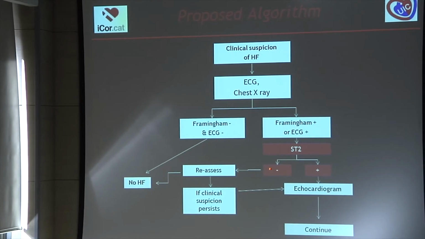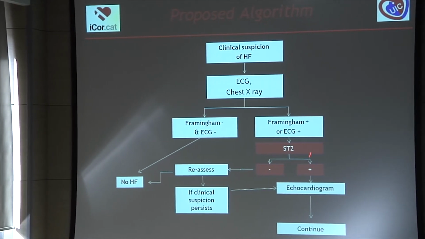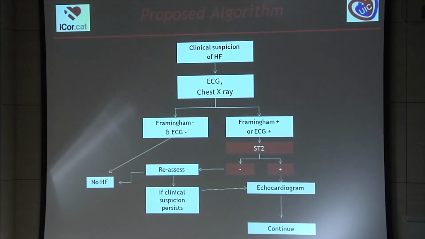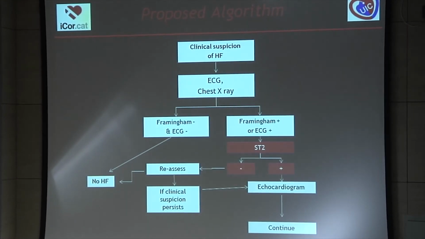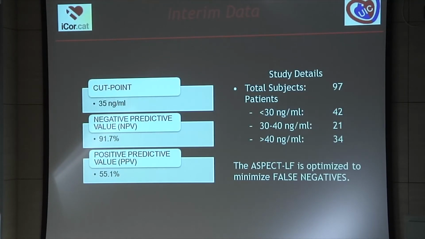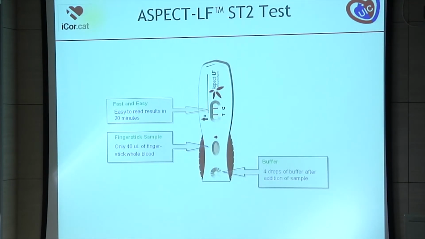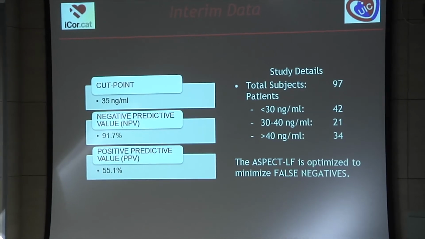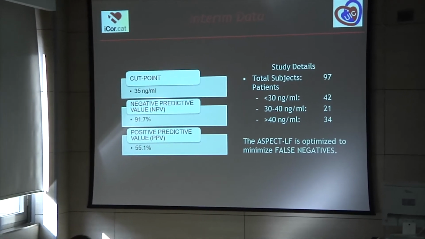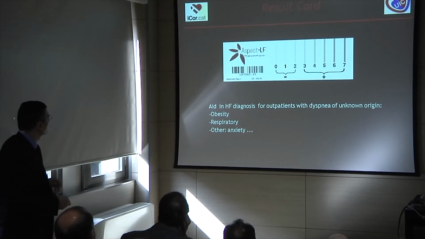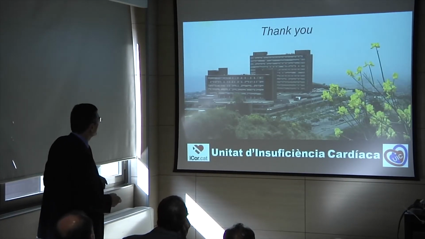If it is negative, reassess, but probably you don't have heart failure. If it's positive, go for an echo and so on. This is just hypothesis generated. This is an algorithm to try to find a place for ST2 that I think is interesting, but we need quantitative data for prognosis. And probably as an exclusion for diagnosis it may be good in those patients where we have doubt about where the dyspnea comes from. And this is all. Thank you very much.